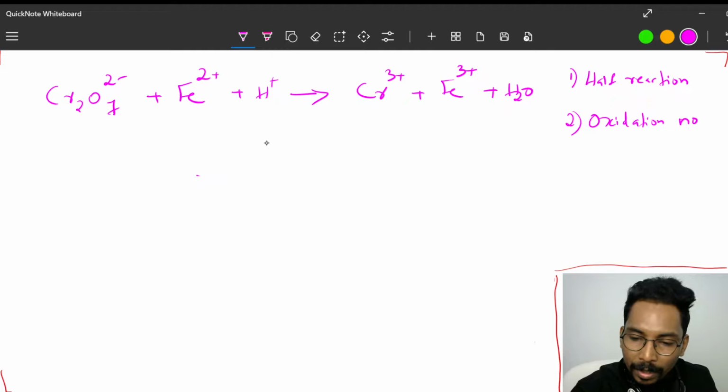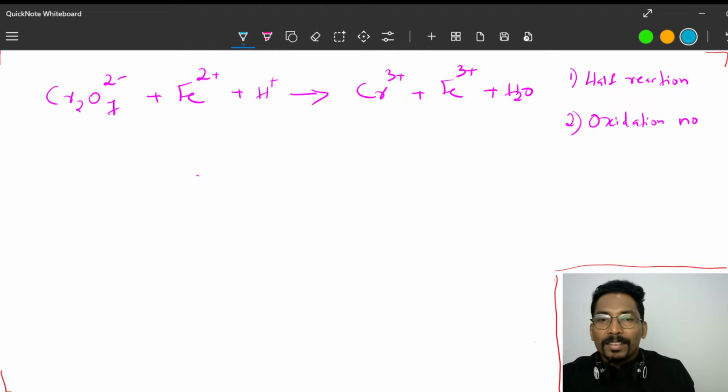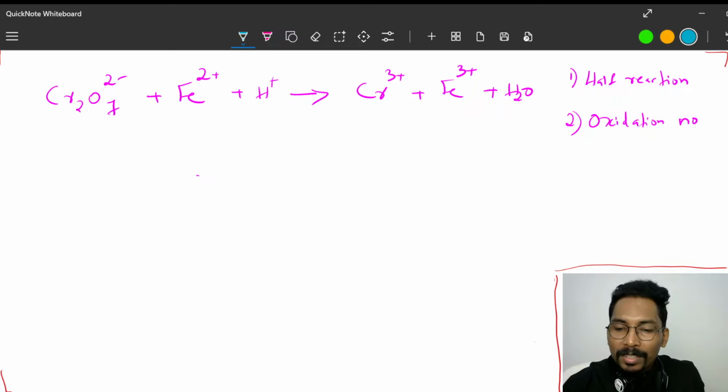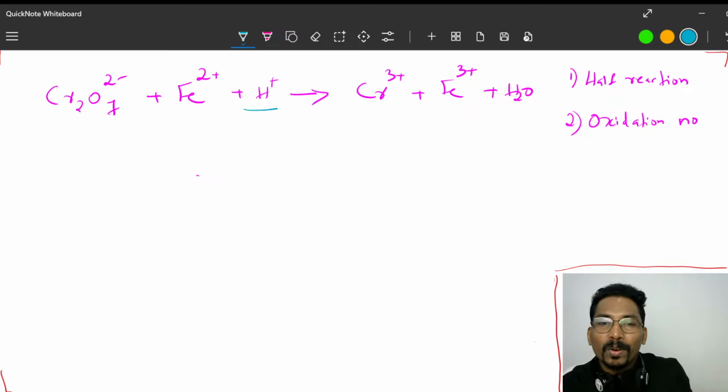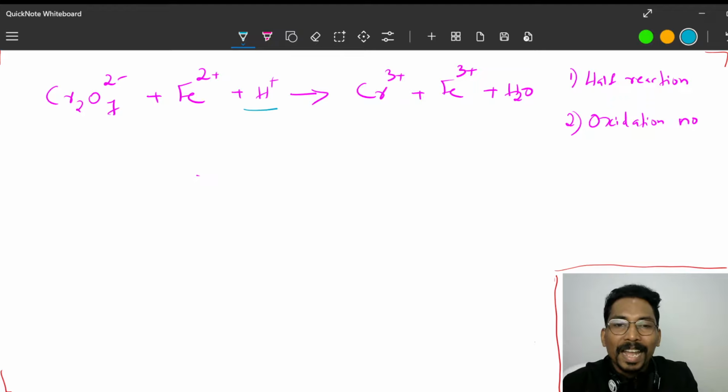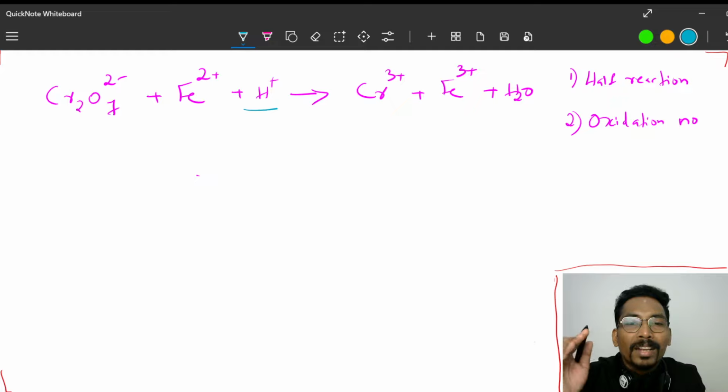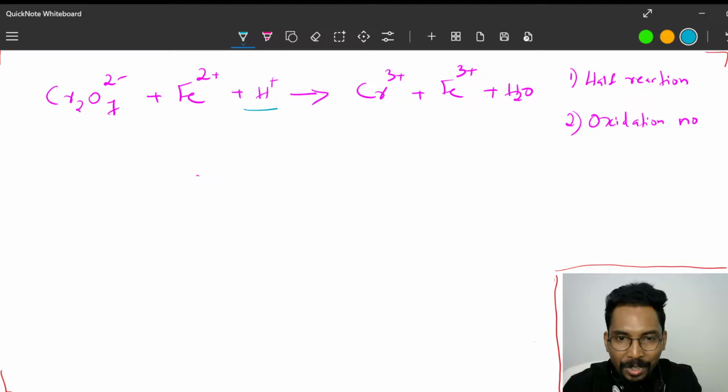Clear? So listen, this H plus in the reactant side indicates the reaction is happening in acidic medium. And what you have to do first is assign oxidation numbers for each and every species in the reaction.